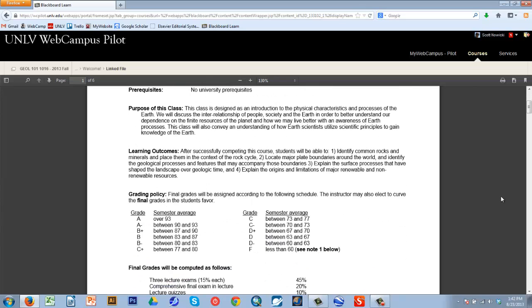The course is designed as an introduction to the physical characteristics and processes of the Earth. We're going to talk about the shape of the Earth, the history of the Earth, and to some degree, how people have interacted with it over time.